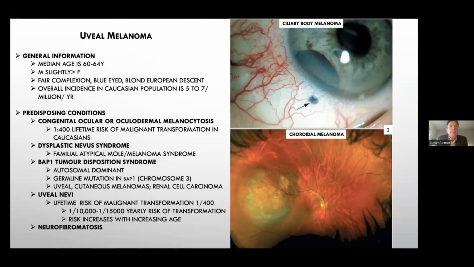General information: a disease of people in their 6th and 7th decade, again, slightly more common in men.